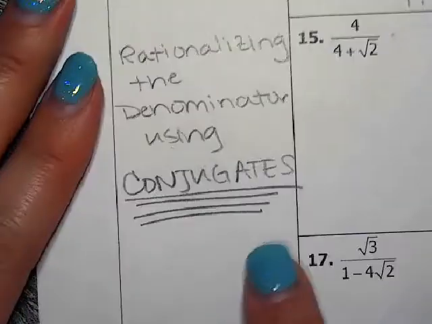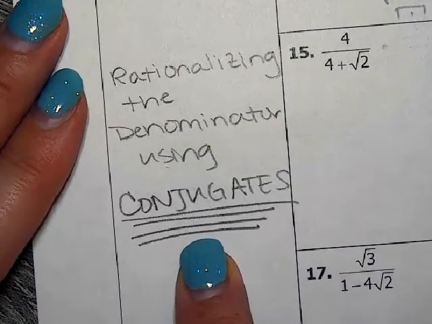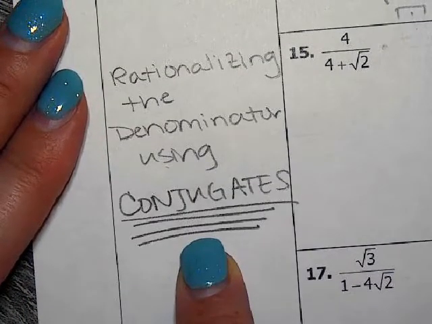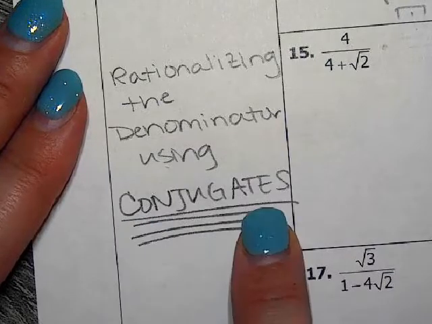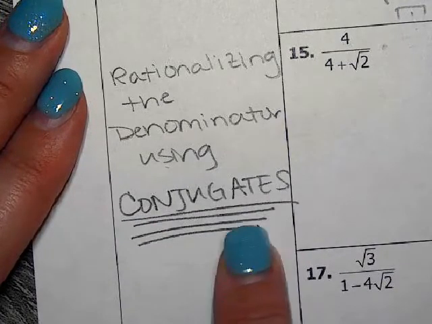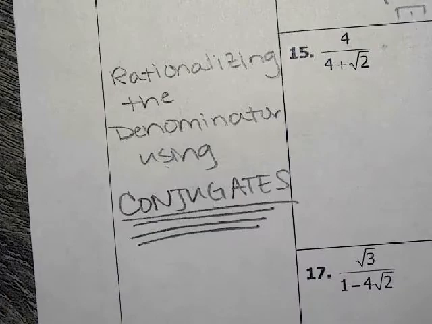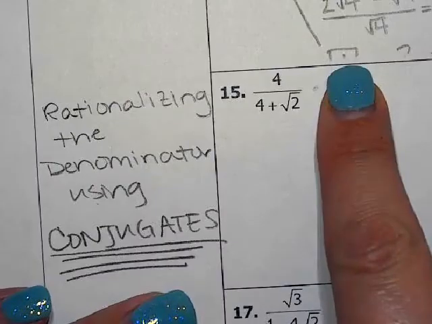This next set of notes is rationalizing the denominator using conjugates. Conjugates, that's what we're doing next. I erased a little bit here. Hopefully you don't have to do that.